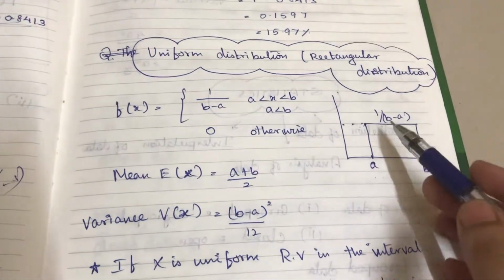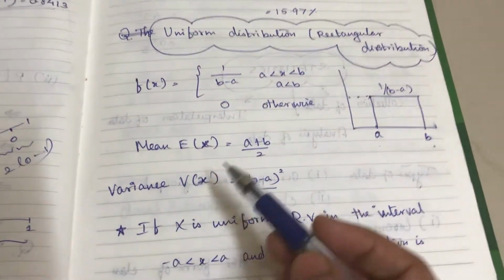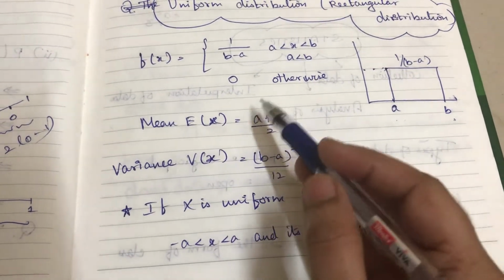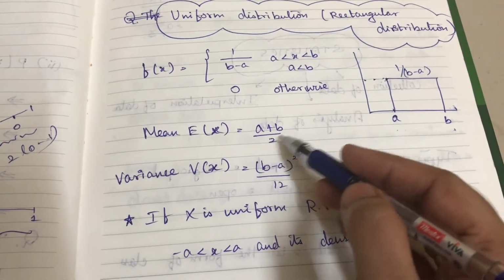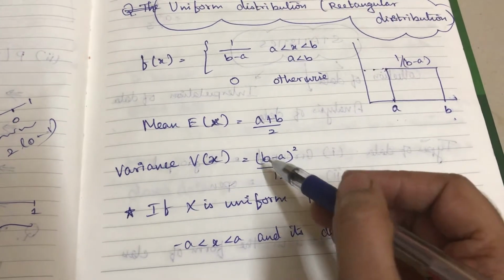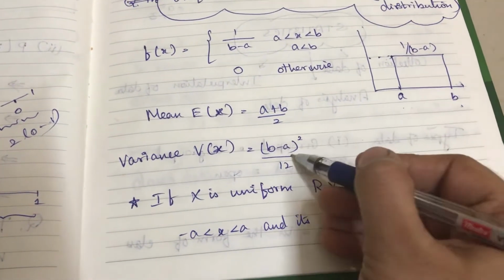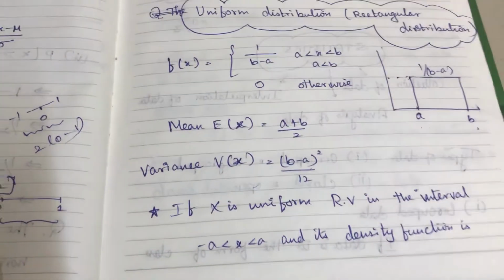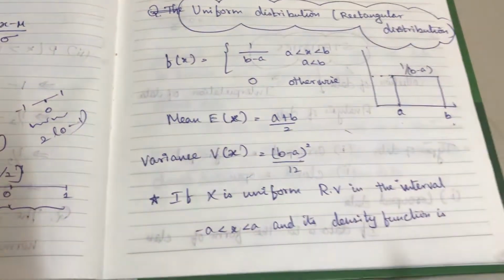So the function will be 1 by upper limit minus lower limit. Here mean will be equal to average, that is (a + b) by 2. If it is variance, we can easily say (b minus a), upper limit minus lower limit, the whole square by 12. So these are the two formulas.